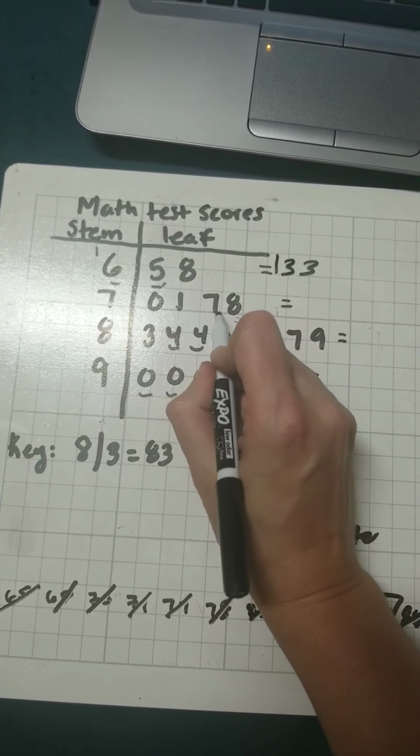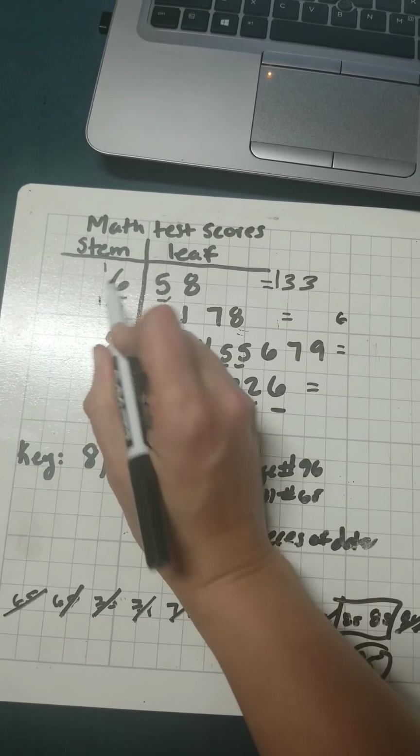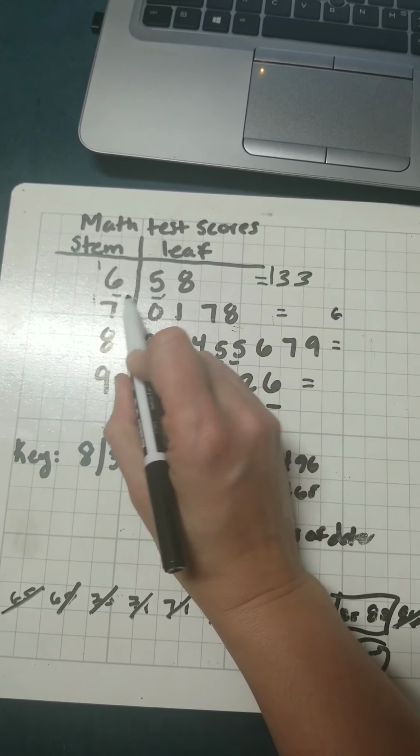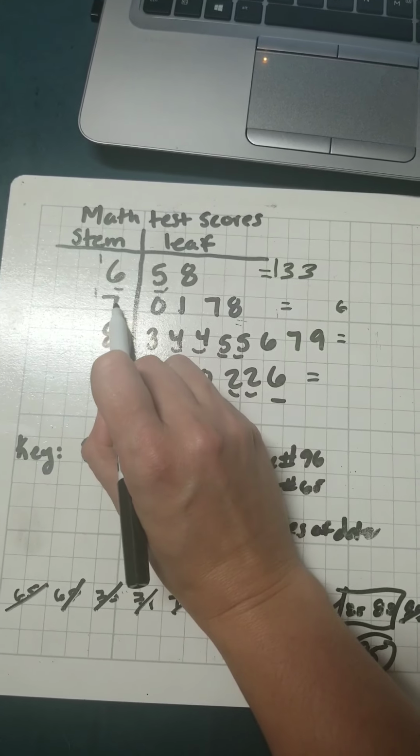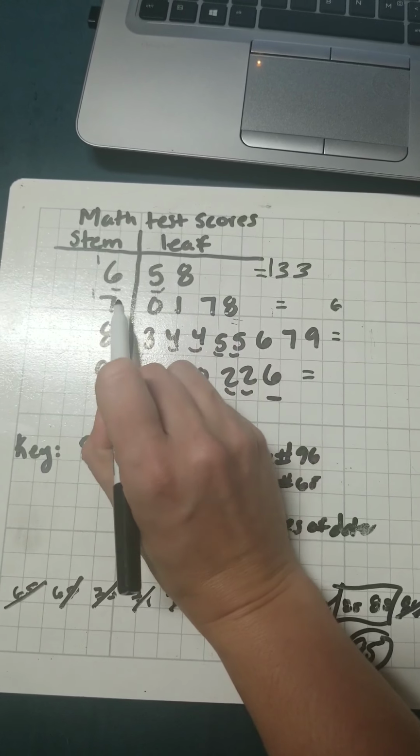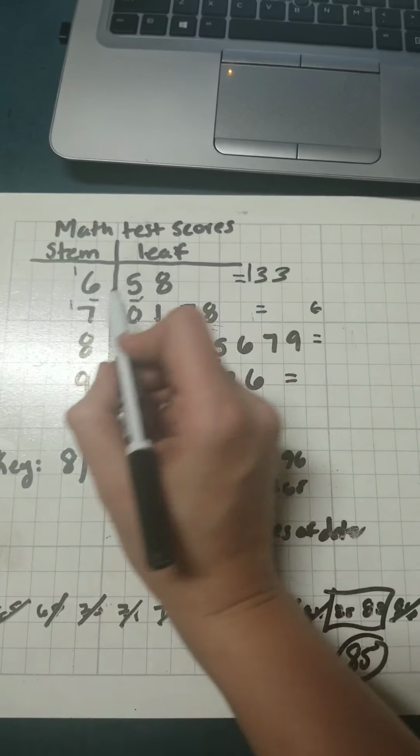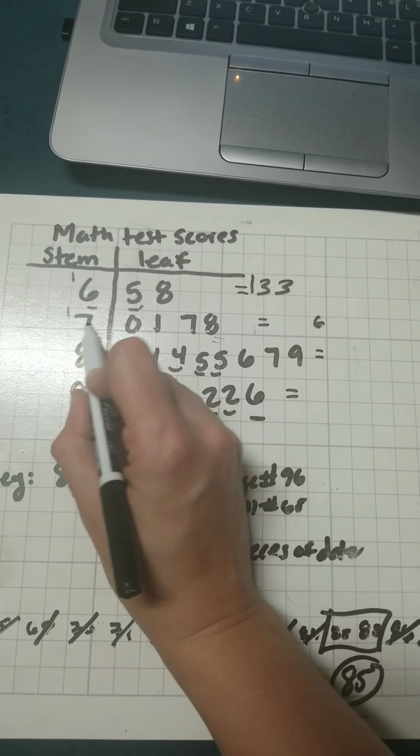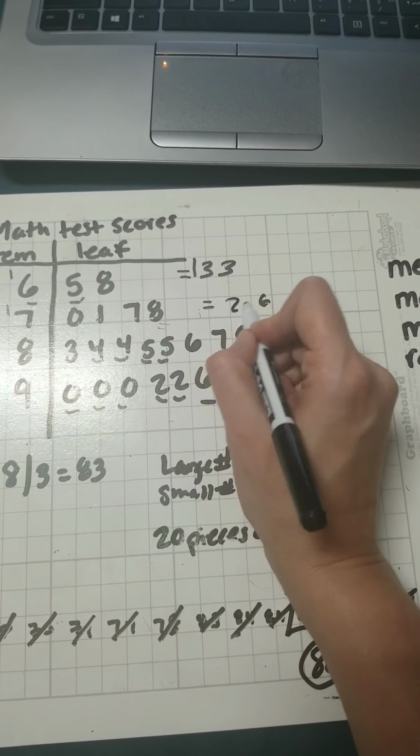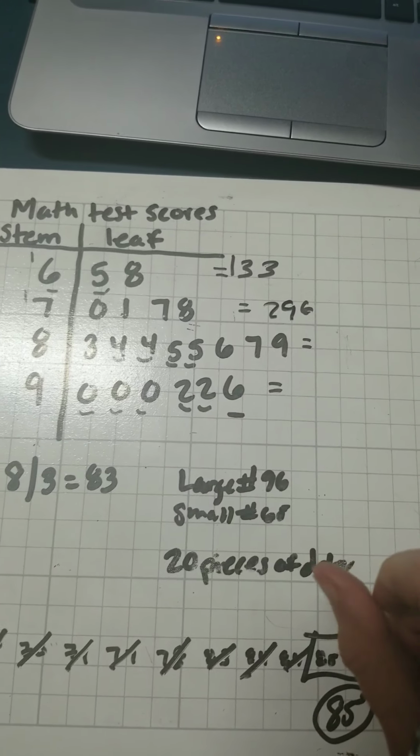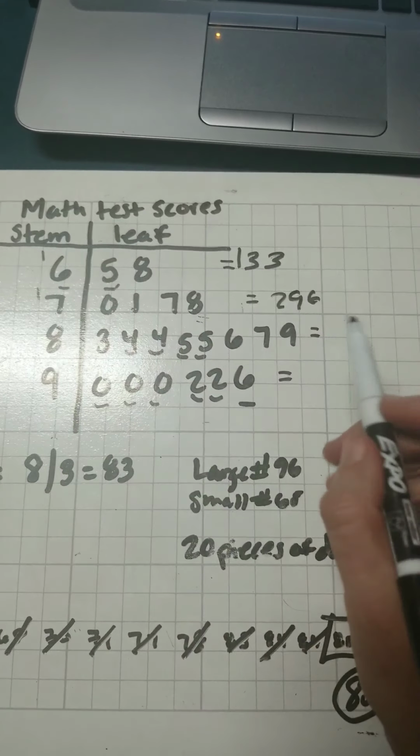7 plus 1 is 8, plus 8 is 16, so I'm going to put a 6, and I'm going to carry a 1. Now, there are 4 7s because this is 70, 71, 77, and 78. So 70 times 4 is 280, plus 1 more. So 7 times 4 is 28, plus 1 more is 29. So I have 296.